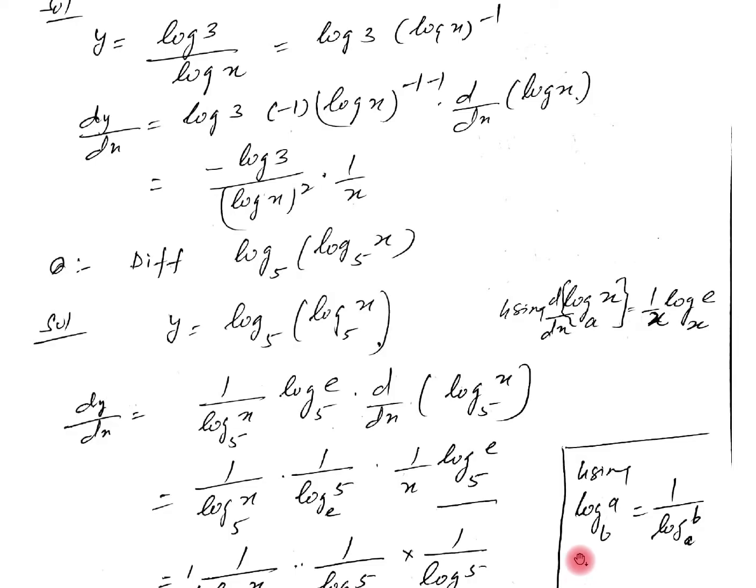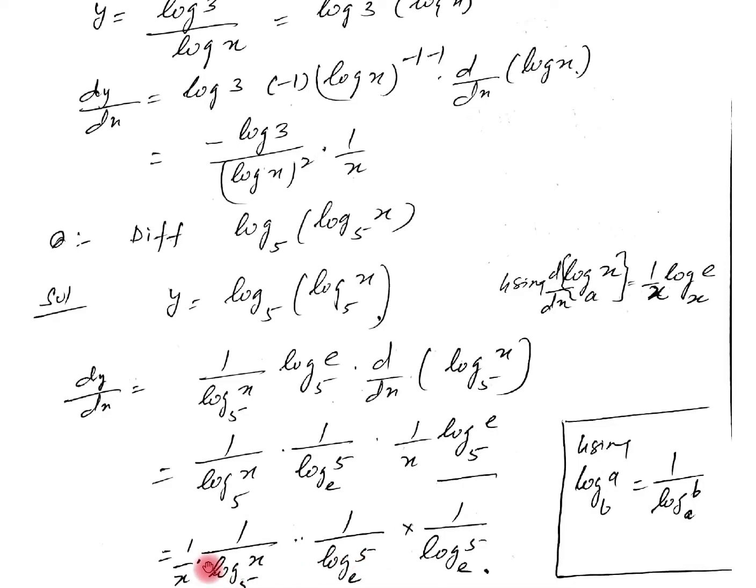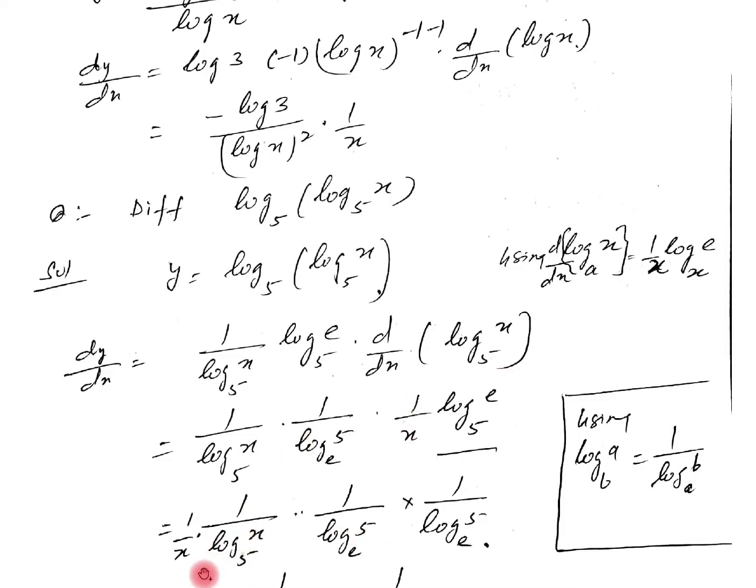by using this result, the other form of base changing result: log of a with the base b is equal to 1 upon log of b with the base a. Now using this result we can express like this. Now the derivative of this, again by using this result, is again 1 upon x log of e with the base 5. Now simplifying again, it can be written as 1 upon x, we are writing here. This term will remain as it is, again this term will remain as it is. Again log of e with the base 5 can be written as 1 upon log of 5 with the base e, so that these two terms are the same.